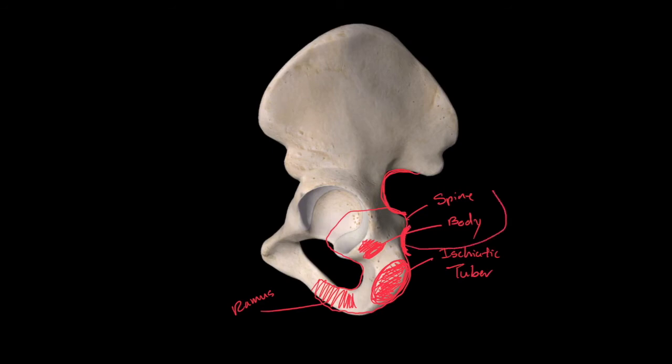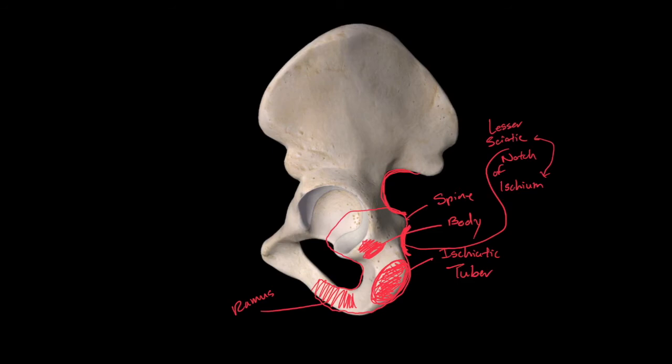This smaller notch is going to be the lesser sciatic notch of the ischium. Now, ischium and sciatic are actually the same thing. Sciatic refers to the ischium, so you can actually just be fine saying lesser sciatic notch.